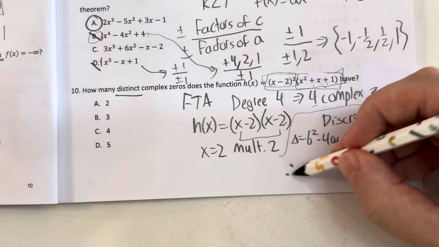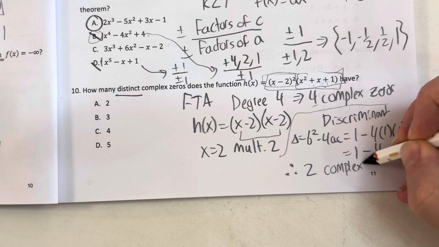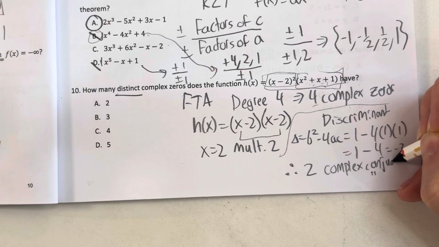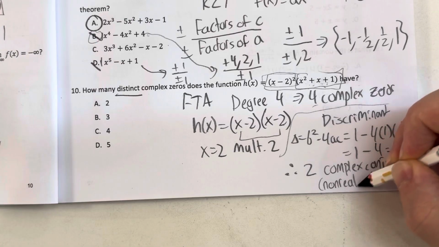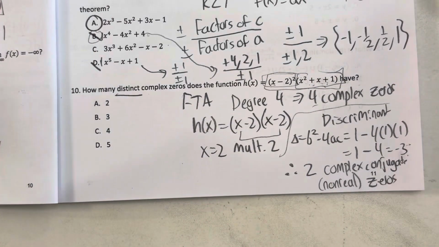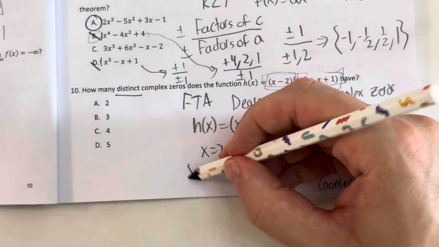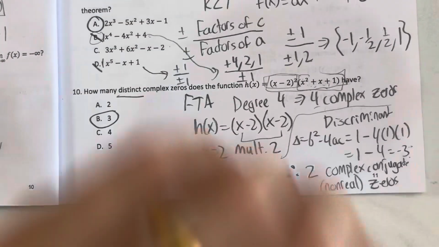That tells you we've got 2 complex conjugate, or I would call them non-real, zeros. Because a negative discriminant means you got 2 complex conjugate zeros. We could find them using the quadratic formula, but the point is there's 2 different zeros there. Okay, just one more note on this.